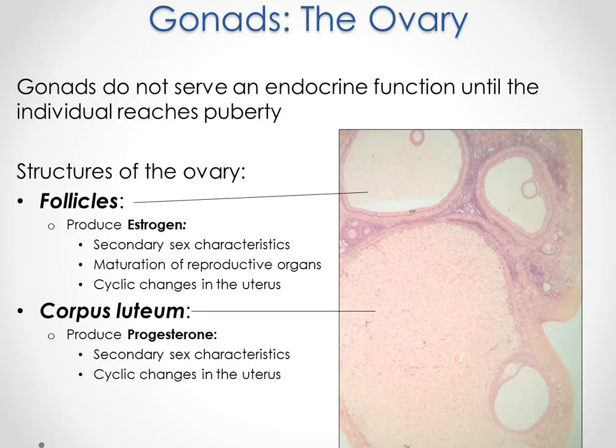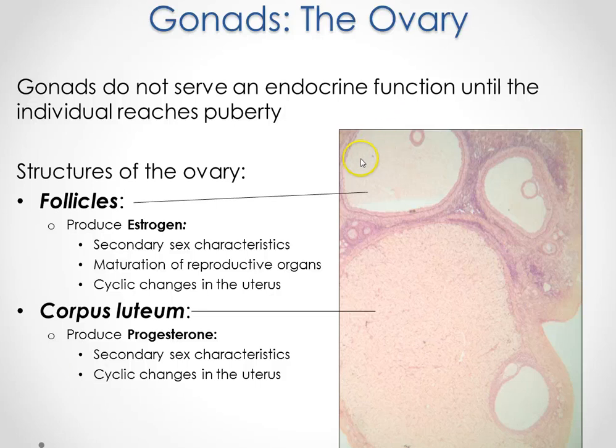The ovary is mostly a reproductive organ, but it does secrete some hormones, so it can also be an endocrine organ as well. The ovaries are a type of gonad in the females, and these ovaries do not form and serve an endocrine function until the individual hits puberty. Before puberty, the ovary is not an endocrine organ. But once the individual hits puberty, there are a couple of structures in the ovary that will start to produce hormones.